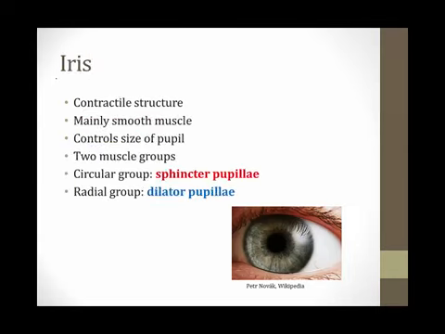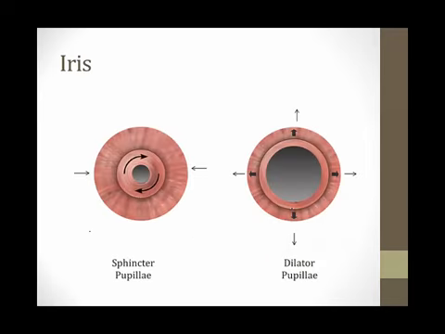The iris is the colored portion of your eye that surrounds the pupil. It's a contractile structure made up of mainly smooth muscle, and it controls the size of the pupil. Within the iris, there are two important muscle groups that control the size of the pupil. There's a circular muscle group called the sphincter pupillae and a radial muscle group called the dilator pupillae. Shown on the screen are the orientations of the sphincter and dilator muscles of the iris.